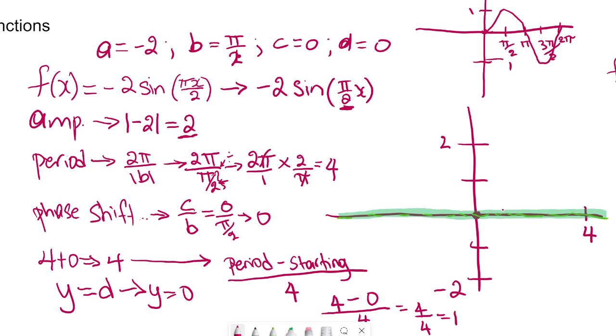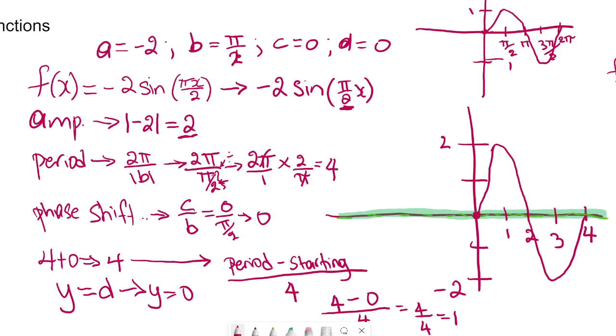So that means I can write 1, and then to get to the next one, I'll add 1, which is going to be 2. Then I'll add another one, which will be 3. And then I'll end at the period for the graph. And so now I know what my graph should look like. I start at 0. Then I go up to the highest point, right? And then I go down to 0, and I go back down to the lowest point, and then go up to 4.